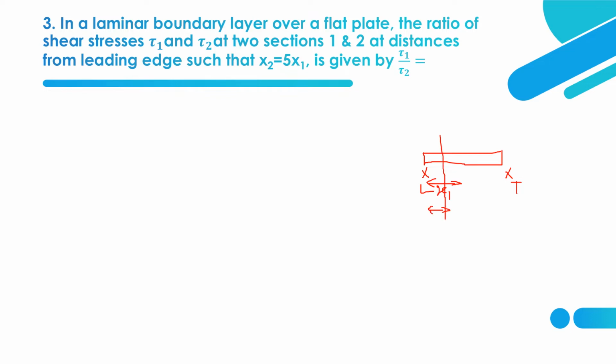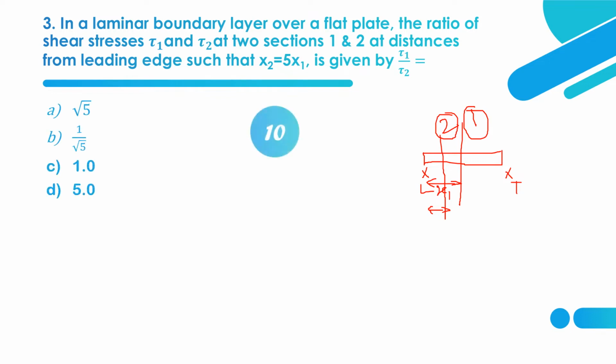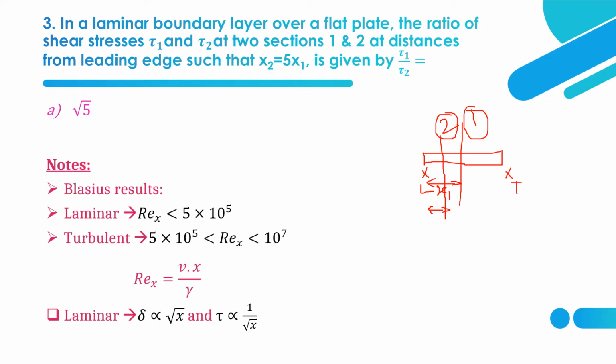So at this section and at this section, 1 and 2. So this is 1 and this is 2. For these two sections we have to find the shear stress and we have to get the ratio between them. So how to find that? That is the main concept behind here. We have only one data, that is the distance from the leading edge at those two sections. So by using that distance from the leading edge, we have to find the ratio between the shear stresses of two sections. So here the answer option A, root 5. Now we shall see how it is calculated.